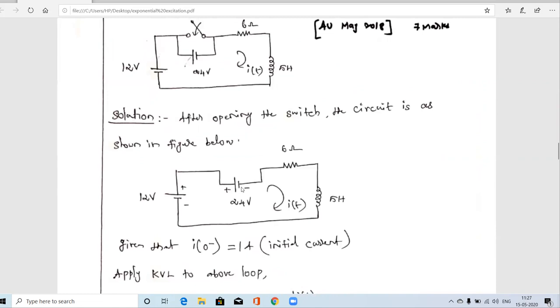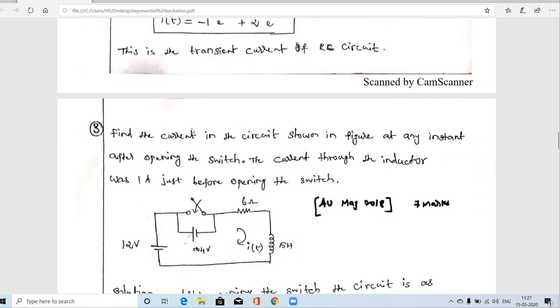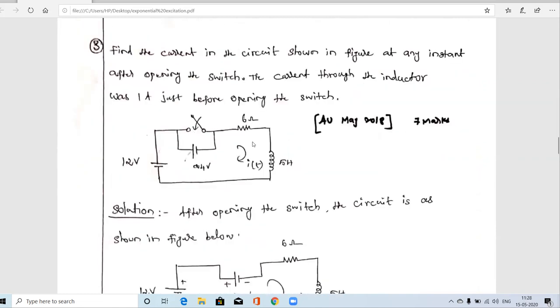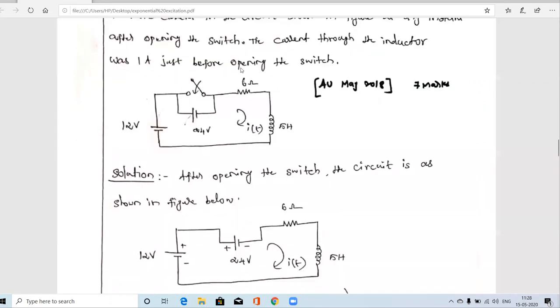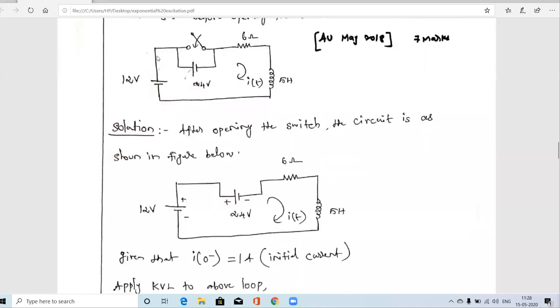Then what is our aim? If the switch is in open condition, find the current. So we have to open circuit the switch. What about the diagram? The equivalent diagram is this 12-volt battery, this 24-volt battery, and the 6 ohm resistor and inductor. Even though the switch is in open condition, we get one closed path. In this closed path, the two batteries are connected in series, 12-volt battery and 24-volt battery with the RL circuit.